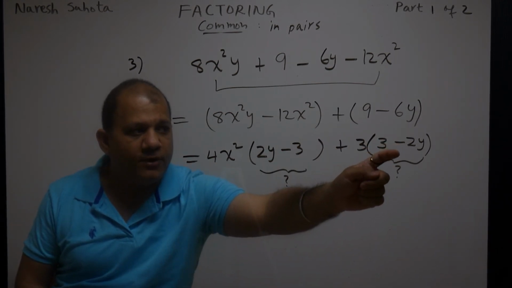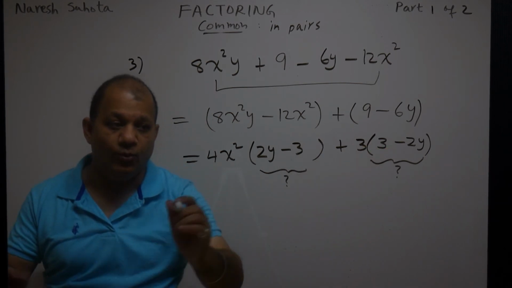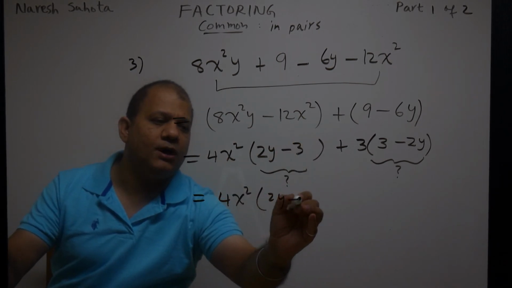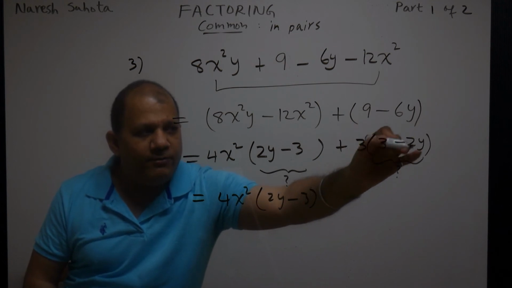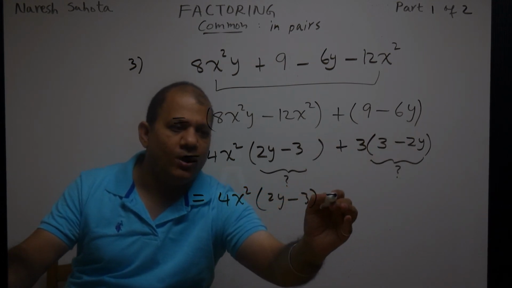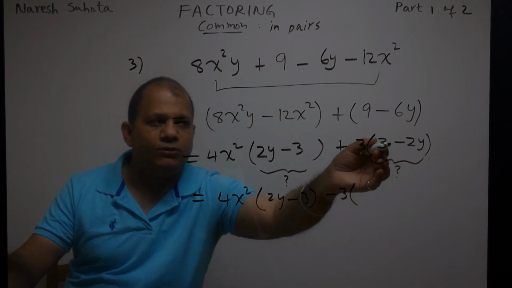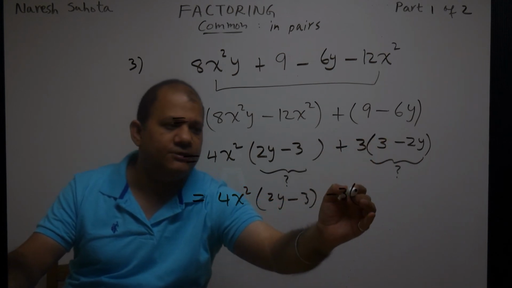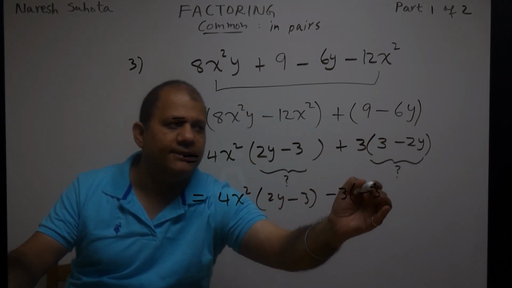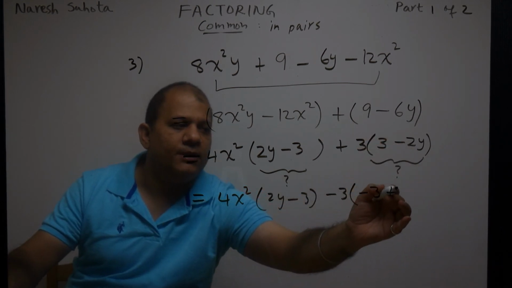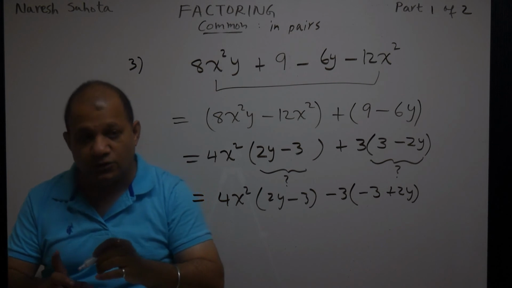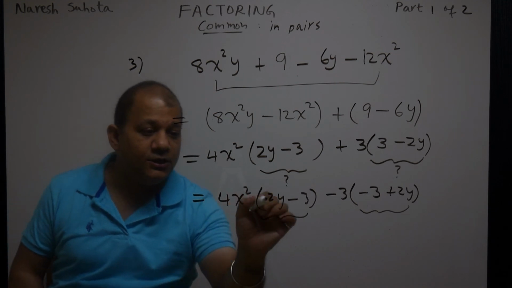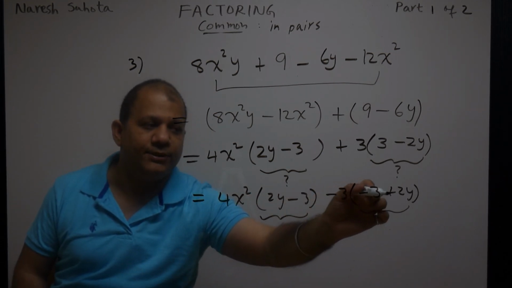So what I'm going to do is, from here, I'm going to pull out a factor of negative 1. So I will copy the first term as is, 4x squared (2y minus 3). So now from here, I'm going to pull out a factor of negative 1. So this will become negative 3. Notice when you pull out a factor of negative 1, or when you multiply by negative 1, the signs will change, right? So the 3 that's inside will now become negative 3. The negative 2y will now become positive 2y. So now the question is, compare these, are they the same, right? So the answer is yes. So 2y minus 3 is the same as negative 3 plus 2y.